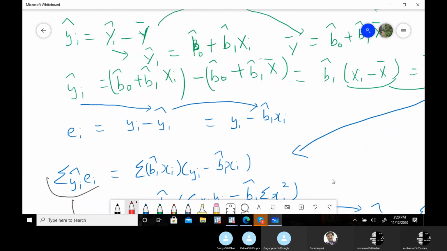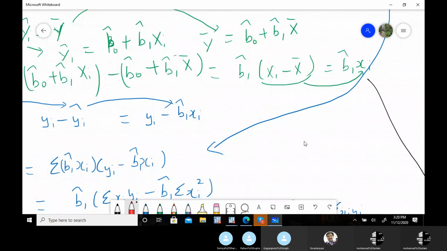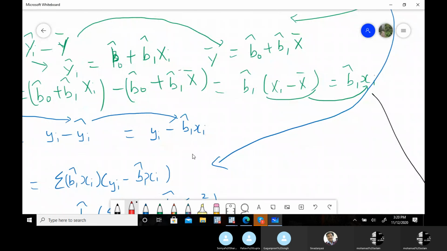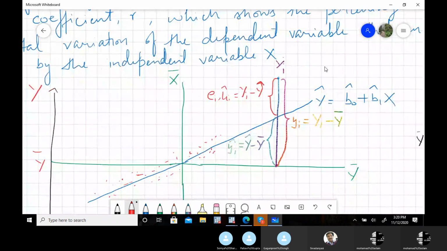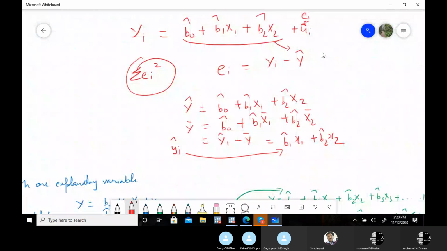Here we did it, right? This was the deviation form. Yesterday I explained it as this: y hat, small y hat, is equal to beta 1 xi. That was the deviation form that we did yesterday, this proof for the deviation form. Similarly, if we have more than one independent variable, then the deviation form is this.